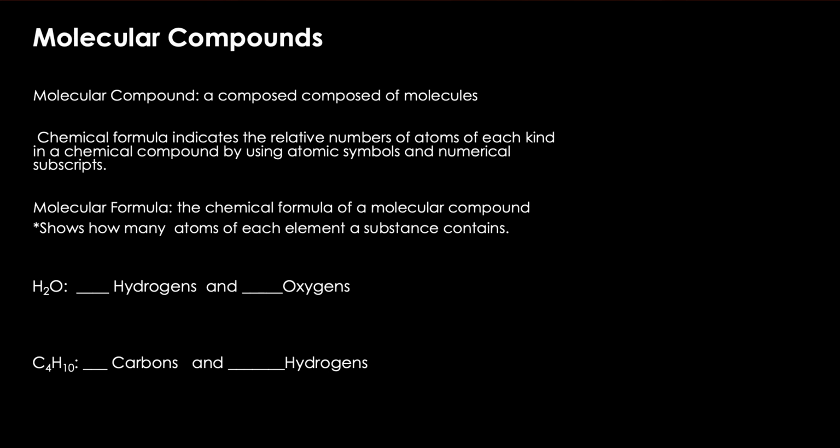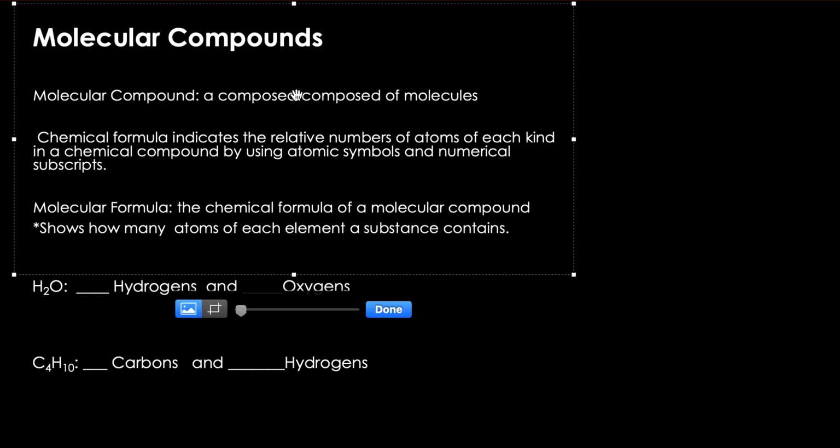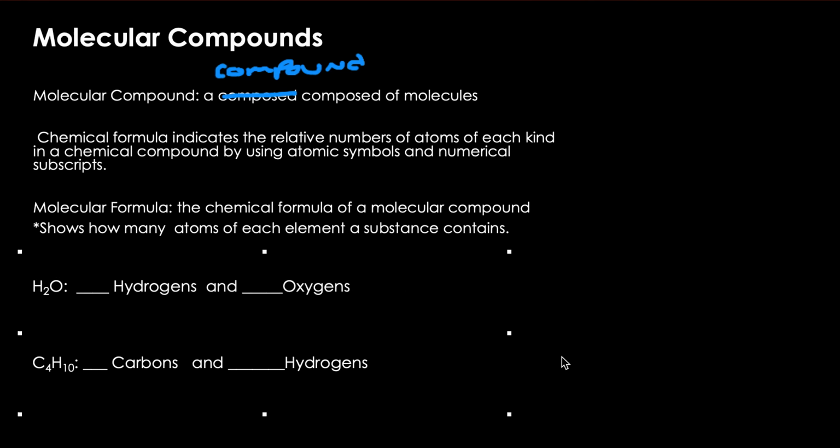So molecular compounds. So a molecular compound is a compound composed, okay, should be a compound composed, so we'll cross that off. So a compound composed of molecules. So a chemical formula indicates the relative numbers of atoms of each kind in a chemical compound by using atomic symbols and numerical subscripts. A molecular formula is the chemical formula of a molecular compound that shows how many atoms of each element a substance contains.